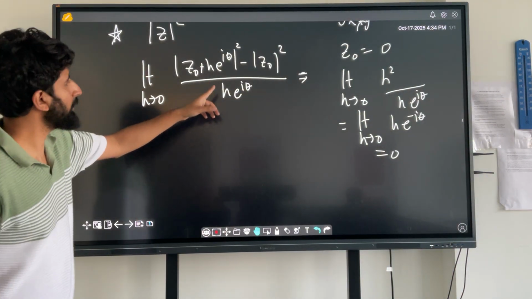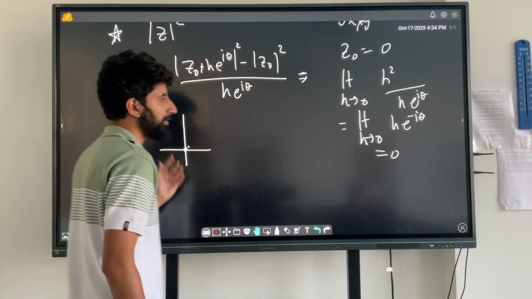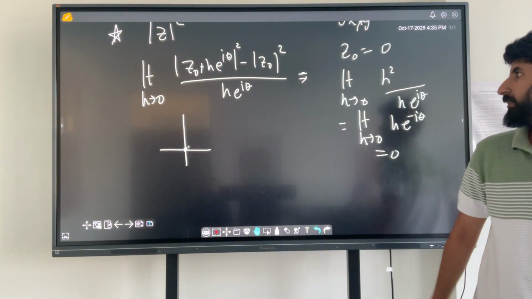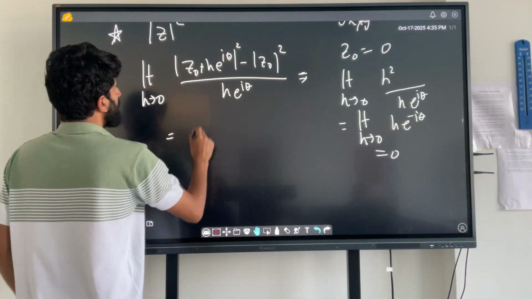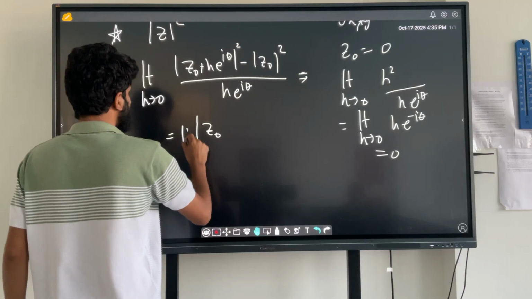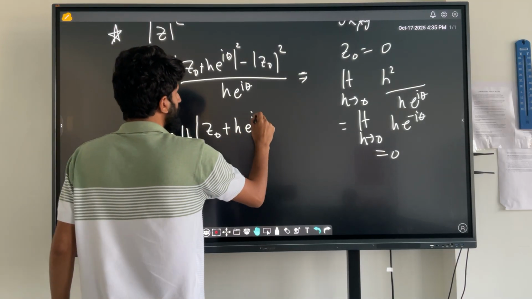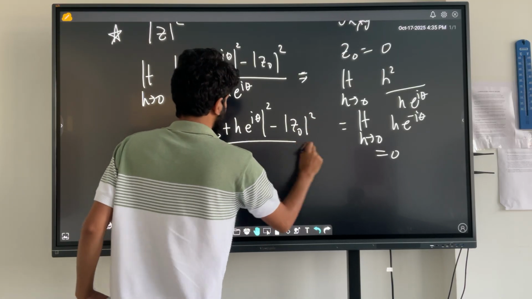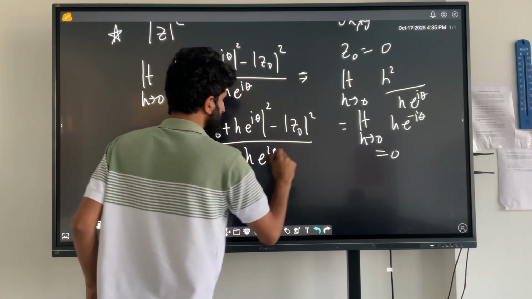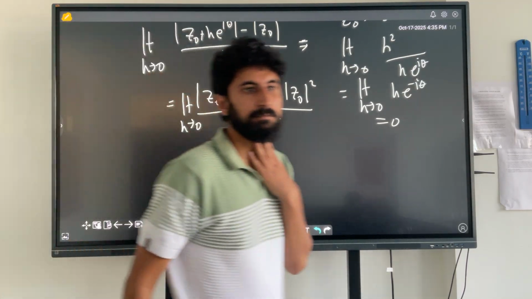But what about any point which is not 0, but any point close to 0? This is z naught. In fact, let's consider any other point. The limit as h goes to 0 of mod z naught plus h e^{i theta} minus mod z naught, over h e^{i theta}.